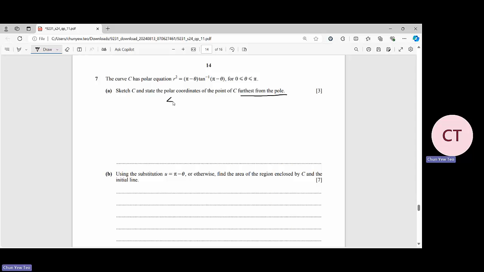Okay, so this one, we're drawing the polar coordinates. This is the pole, 0, the origin, and this theta is 0. This theta is pi over 2, and this theta is pi. So at the beginning, over here, if you want, you can build a table.